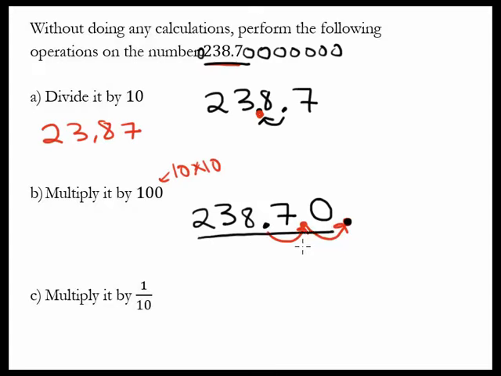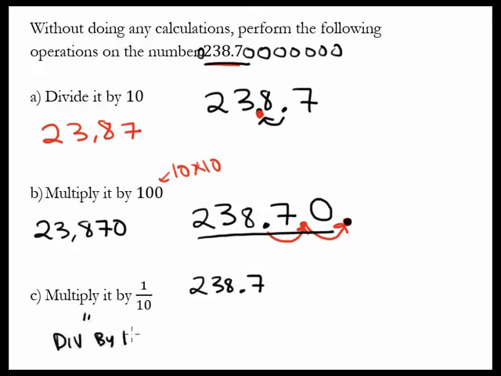When I multiply it by 100, the answer is 23,870. And if I want to multiply this number by 1/10, well, multiplying a number by 1/10 is the same as dividing it by 10. They're identical, right? One thing implies the other. And we can reason about this by saying, well, if I multiply this thing by... Here we use a different color.